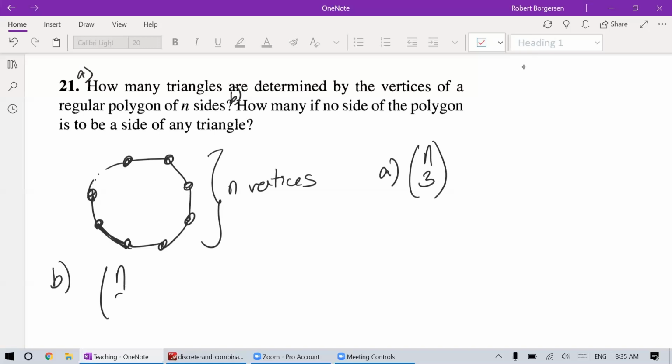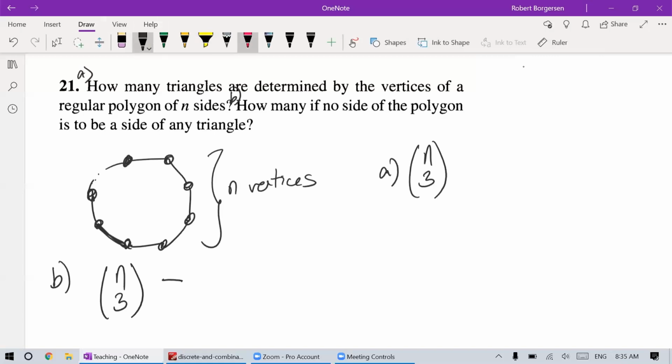And so we know from part A it's just n choose 3. That's how many there are in total. And now what I'm going to subtract off is all the ones that overlap. Well, okay. First step is which edge? So for instance, if I look at, let me use a different color here, this edge here. How many triangles overlap with that edge?